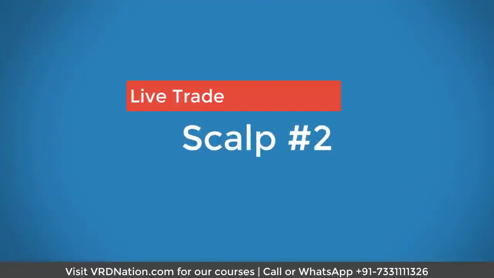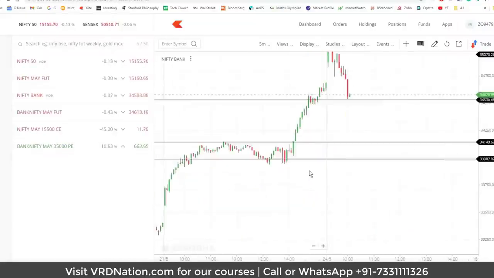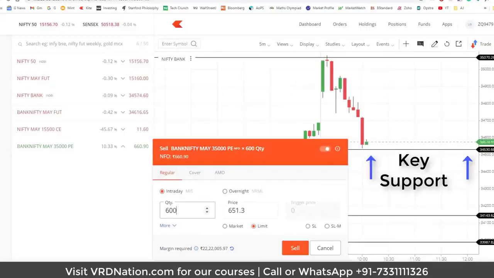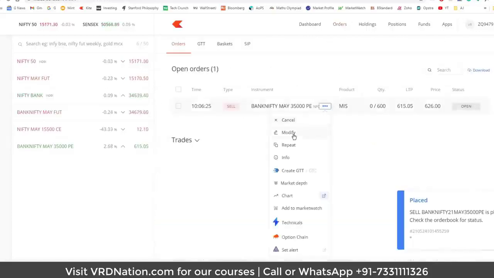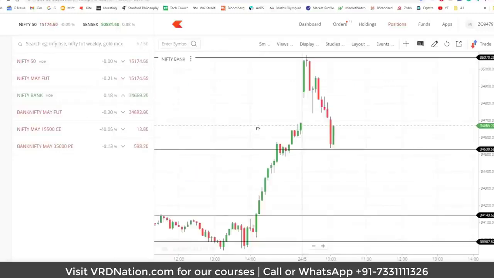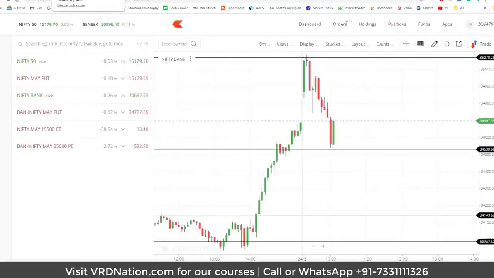Now this is a trade one day prior to the trade that we just saw, and the setup was very similar. Bank Nifty was coming down and I was looking for a bounce on Bank Nifty at a key support level. In this case, I went with a quantity of 600 and I was waiting for a quick bounce back from the support, right? So I was ready with my order, and the moment Bank Nifty got that bounce, I placed my order and the order got executed. Now here, this is something you have to keep in mind: you will not automatically get into profit immediately. You will see some P&L fluctuations, which you have to be okay with.